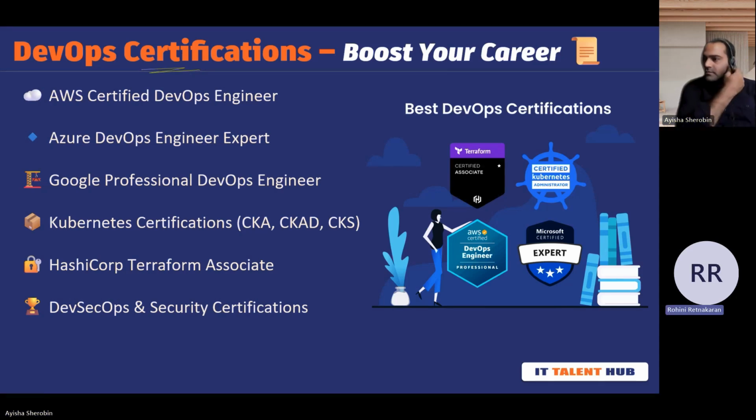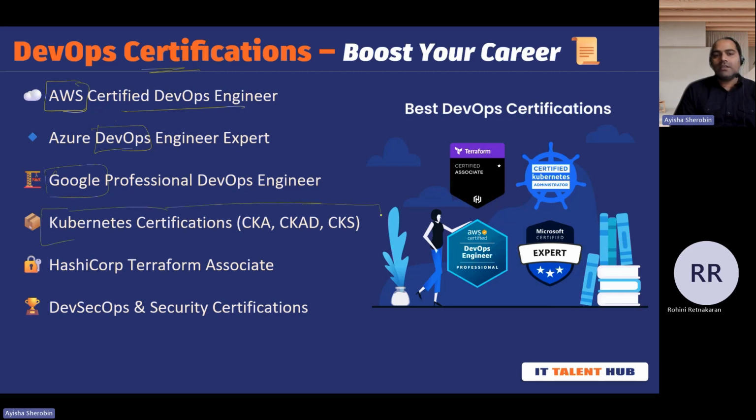We have different kinds of certifications, right? If you are a DevOps engineer who wants to get certified, then you can go with AWS-based certification like AWS DevOps Engineer Professional, Azure DevOps Engineer, and for Google, we have the Google Professional Certification. Especially for Kubernetes, we have CKA, Certified Kubernetes Administrator, Certified Kubernetes Application Developer, and also security-related certification.